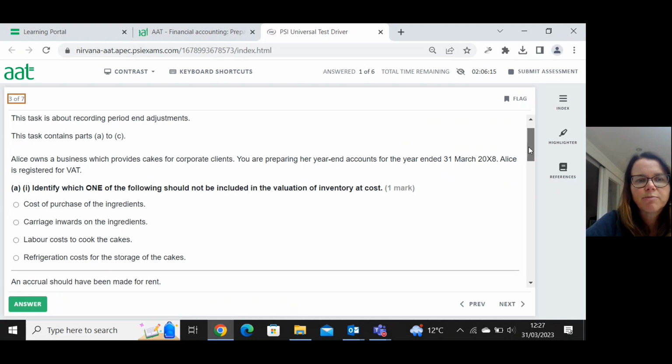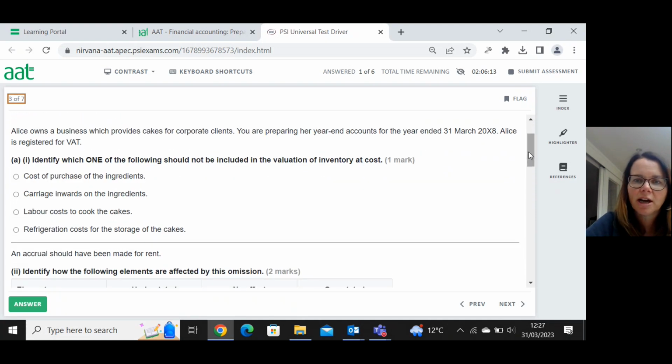Alice owns a business which provides cakes for corporate clients. You are preparing her year-end accounts. She is registered for VAT. Identify which one of the following should not be included in the valuation of inventory at cost.